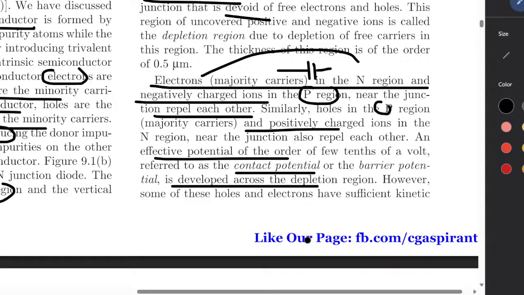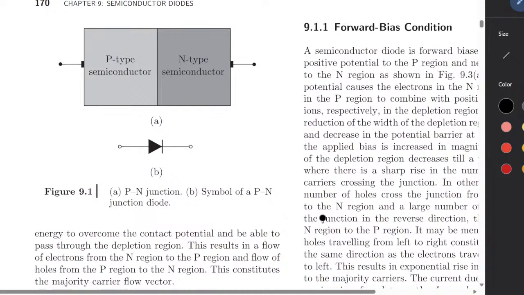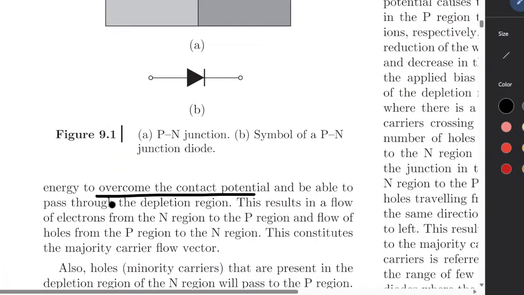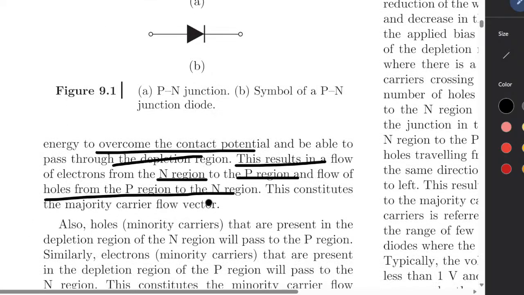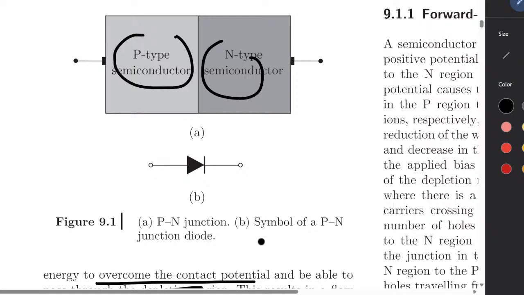However, some of the holes and electrons have sufficient kinetic energy to overcome the contact potential and pass through the depletion region. This results in the flow of electrons from the N region to the P region and the flow of holes in the P region. This constitutes the majority carrier flow vector. This is a simple PN diode.